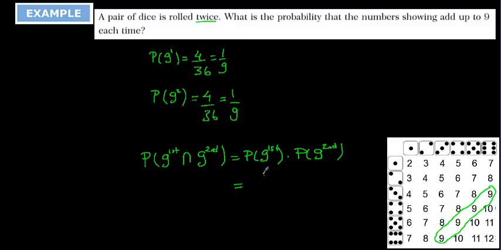We found here it's equal to 1 over 9. Here it's going to be equal to 1 over 9 again. The answer is going to be 1 over 81.